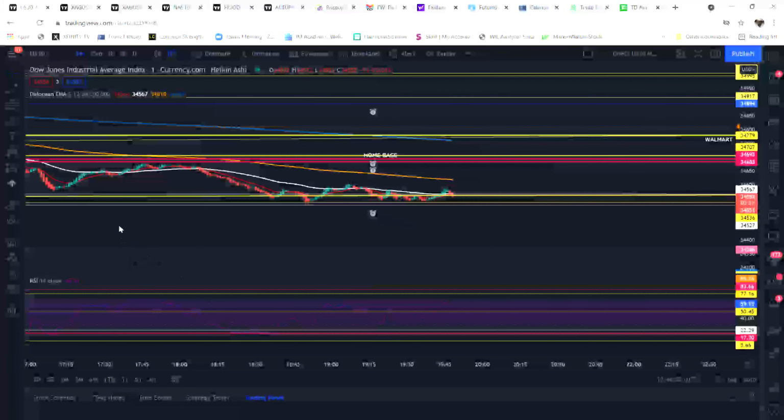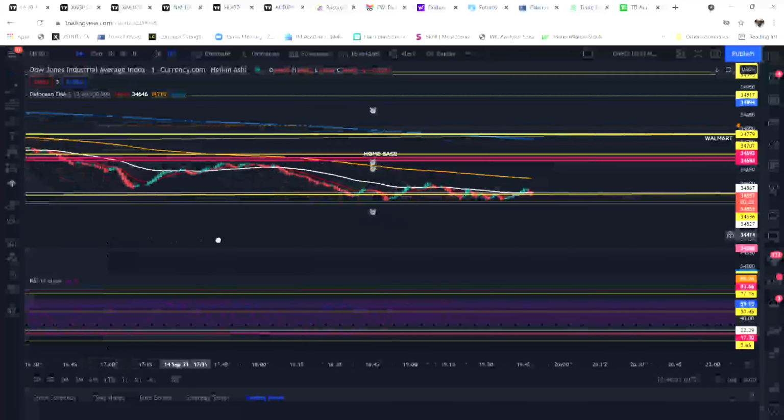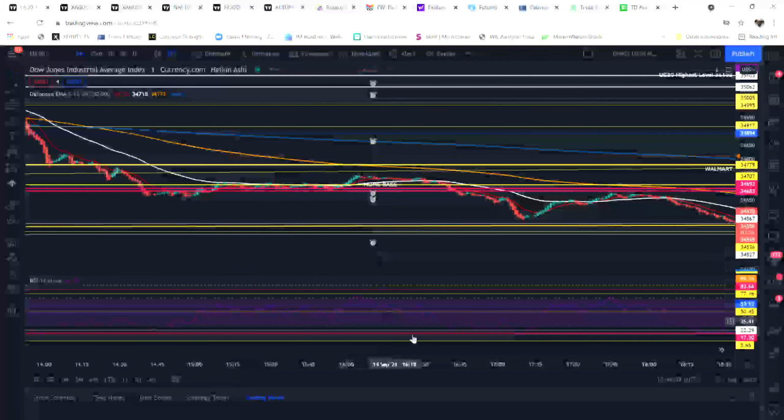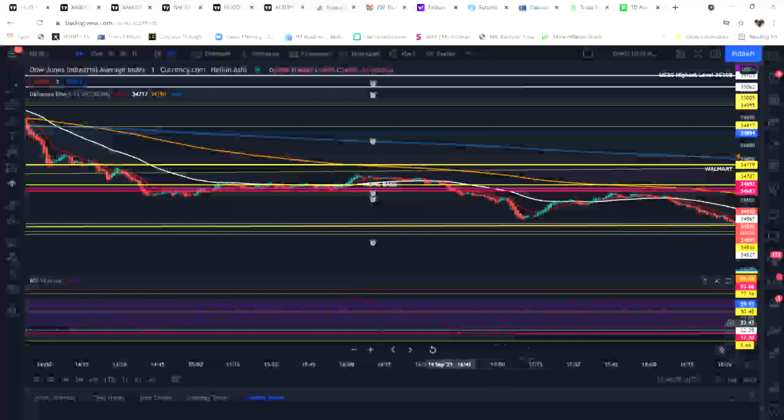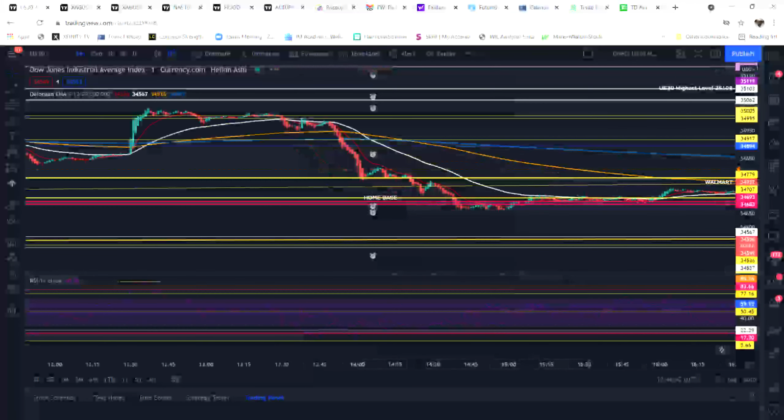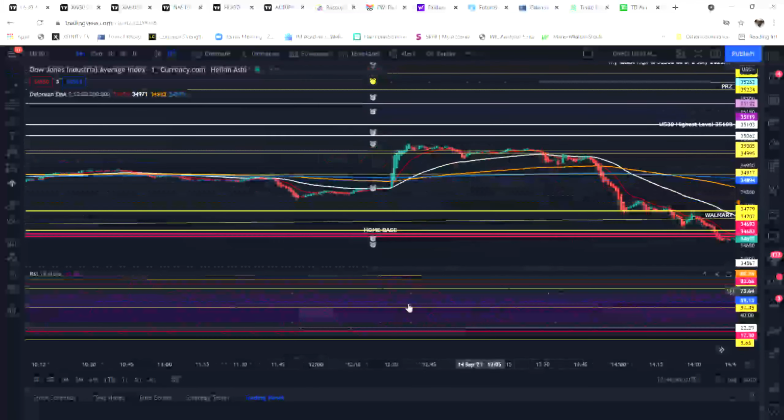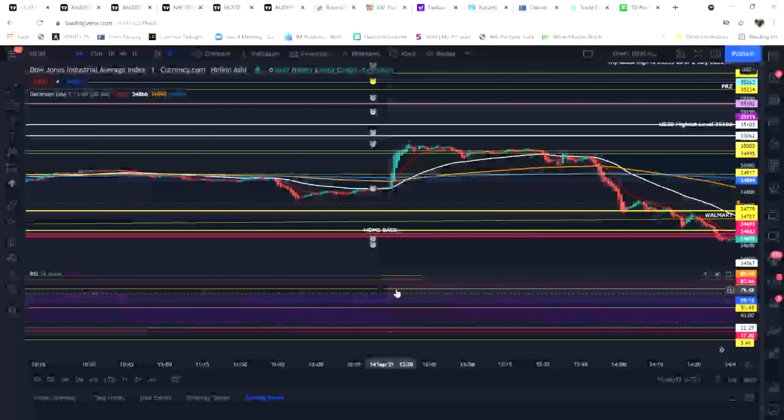If I scroll this way, it consistently went below the 20 line or the 30 line. Here it went above the 70 line. If I keep scrolling left, like today, it went well above that line. It hit all the way, I think it was 96 or 95. So it is imperative that you know where the turnaround point should be based on how high or how low it hits in the RSI.